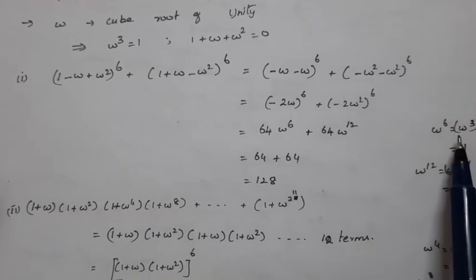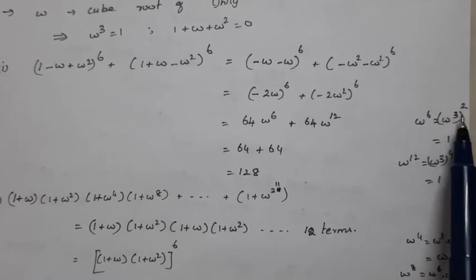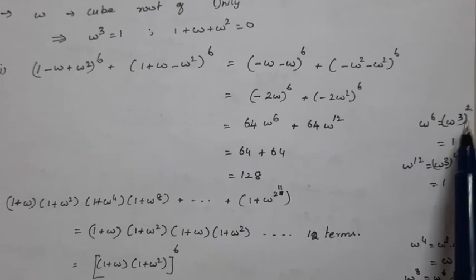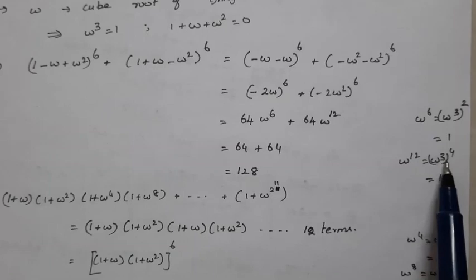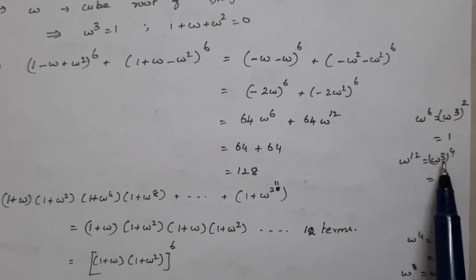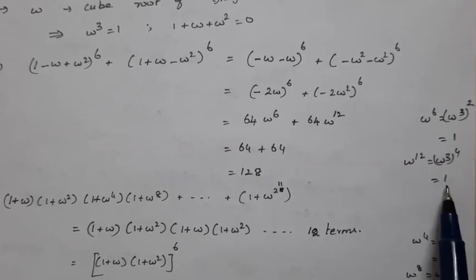So you can see here, omega power 6 is omega power 3 the whole square. It is a multiple of 3, and omega power 3 being 1, it is also equal to 1. Likewise, omega power 12 is a multiple of 3, 3 into 4, and then it is 1. So 1 power 4 is again 1.